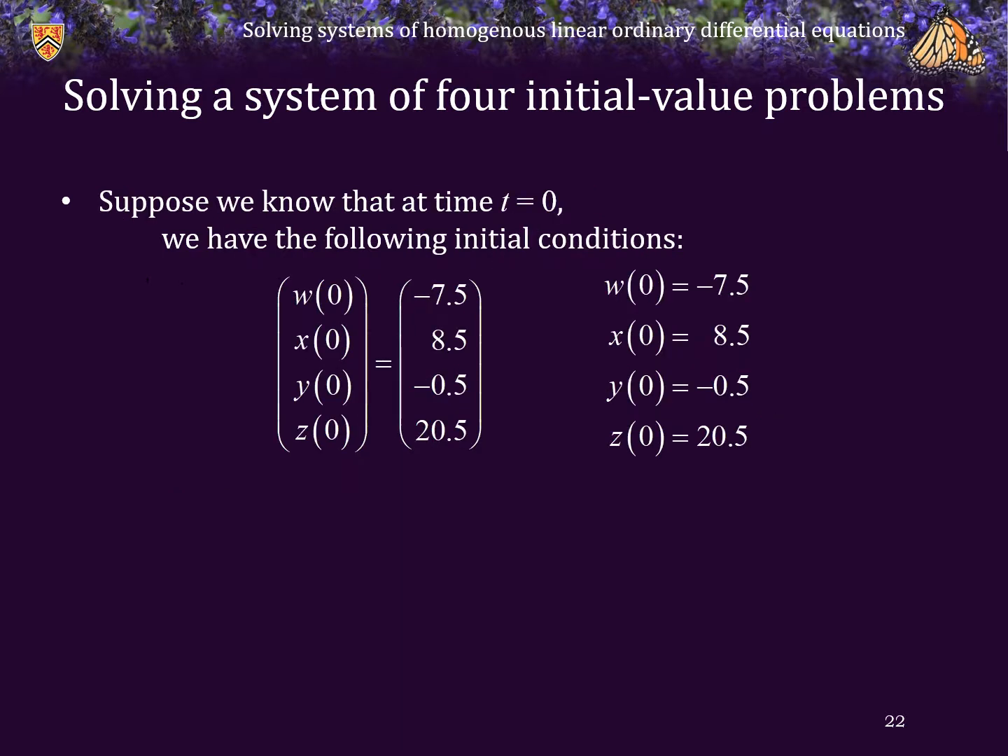Suppose that at time t equals 0, we have the following initial conditions. So w at 0 is -7.5. For example, if w was recording the charge on a capacitor, then that may represent -7.5 coulombs. X at 0 may be 8.5. That may be the current passing through an inductor. And so on and so forth. Y at 0 is -0.5 and Z at 0 is 20.5.